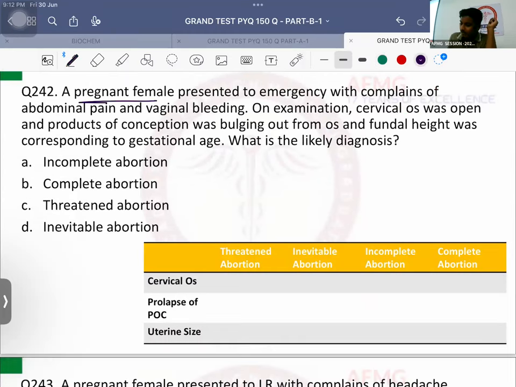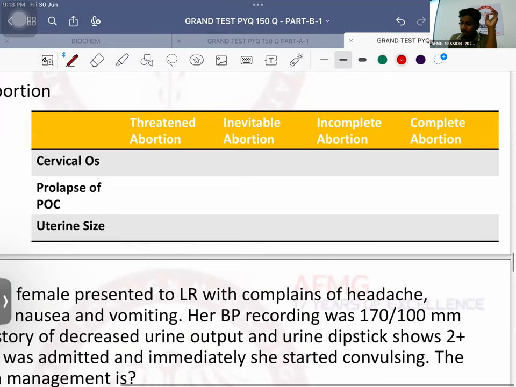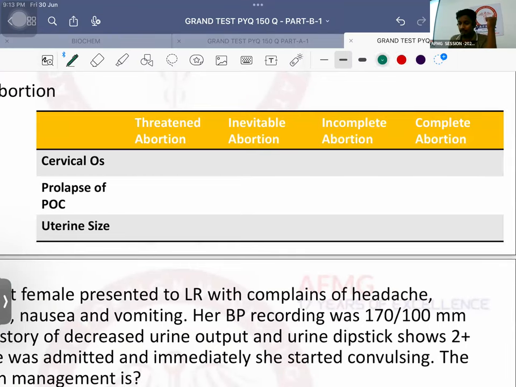Okay? 242. A pregnant female presented to emergency with complaints of abdominal pain, vaginal bleeding. On examination, cervical os was open. Products of conception were bulging out from the os and fundal height was equal or corresponding to that of the gestational age. What is the likely diagnosis? So, jaldi se, fat se. Now, we need to see three important things: cervical os, second, prolapse of the fetus or products of conception, and uterine size.